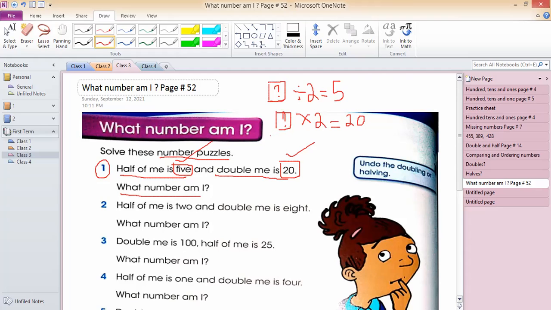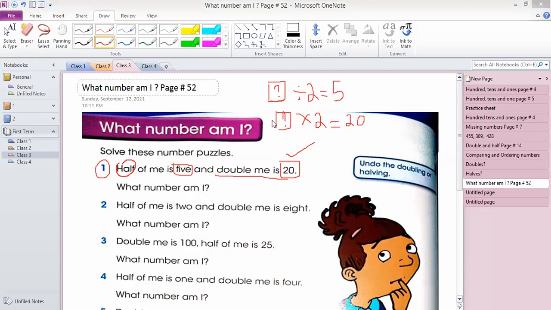So guys, you can find that number in any of the ways. Sharif, it means you have to find the number which, if you divide it by 2, you will get 5, and if you multiply it by 2, you will get 20. So guys, I will tell you the easy way. You have learnt about the inverse in the previous topic. So find out the inverse. This is half. What is the inverse of half?